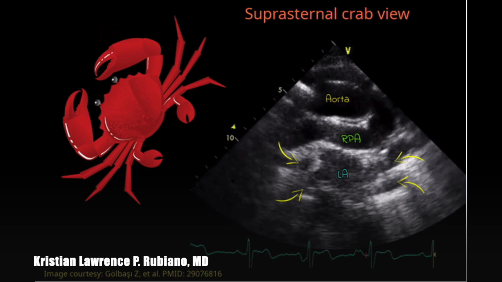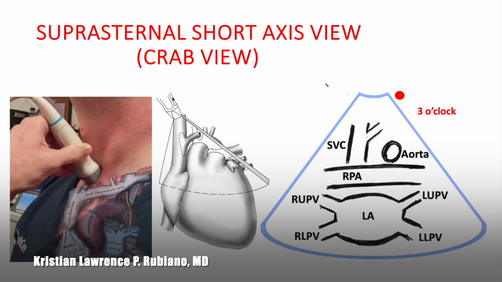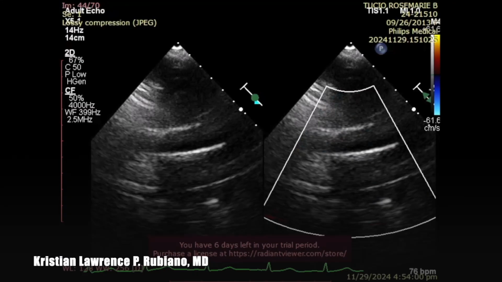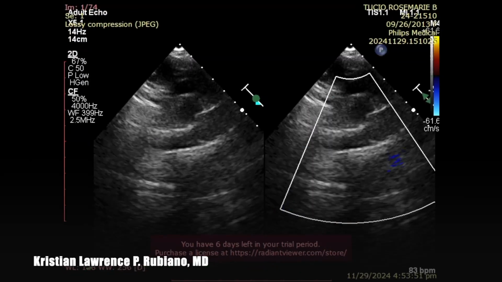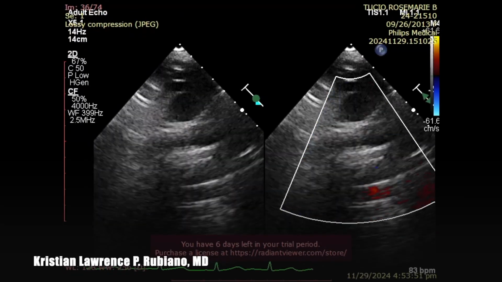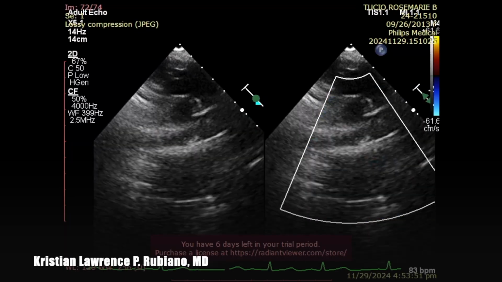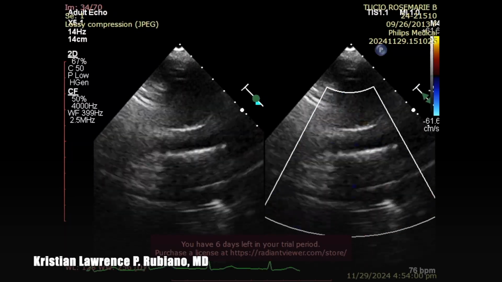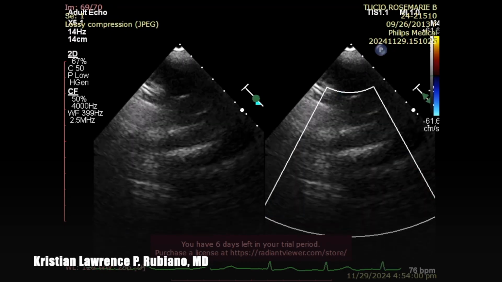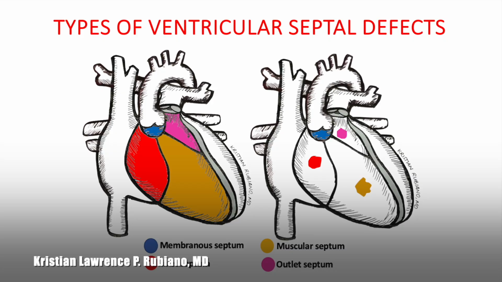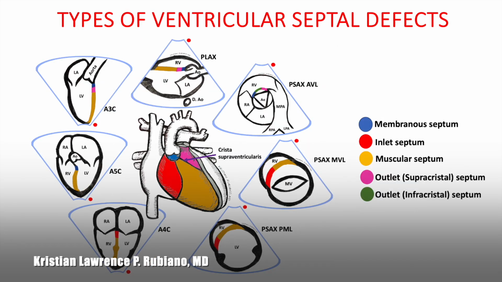In this view, we can also evaluate the right pulmonary artery and the left pulmonary artery as an additional view if we are having a hard time interrogating the PAs in the parasternal short axis view. Previously, I mentioned on the VSD locations at the aortic plane. Now, this illustration shows you the other locations of the VSDs, and these other views are the other areas to interrogate if considering ventricular septal defects.